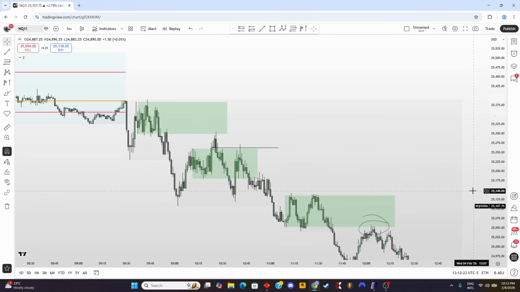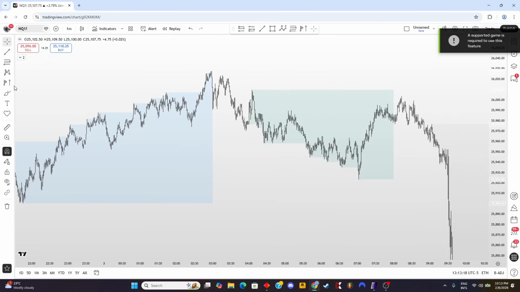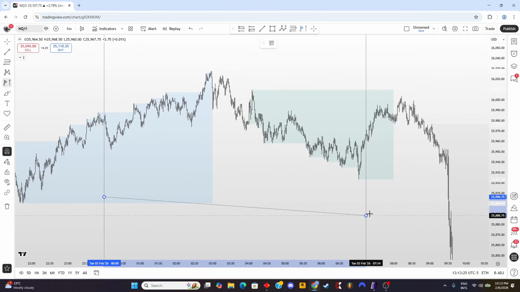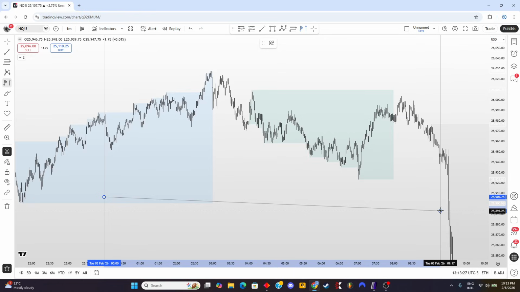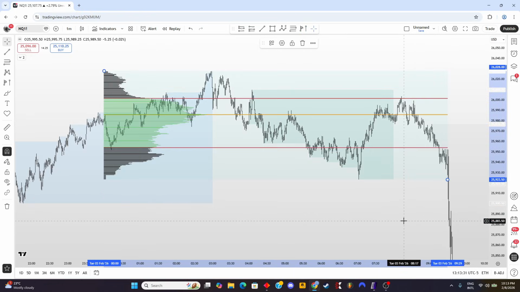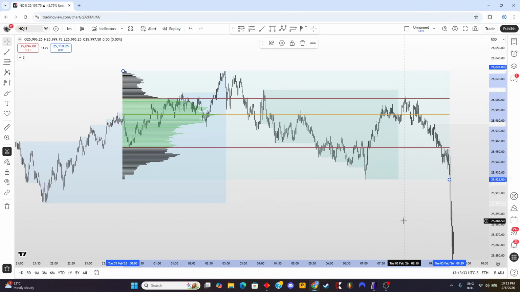Let me move on to the next example now. All right, guys, here is another example. So what I do is I use the daily volume profile, from midnight during the Asia session till 9:29. Okay? Just like that. Cool.